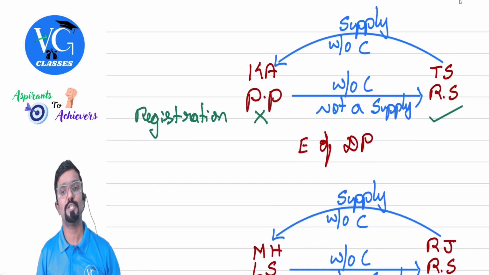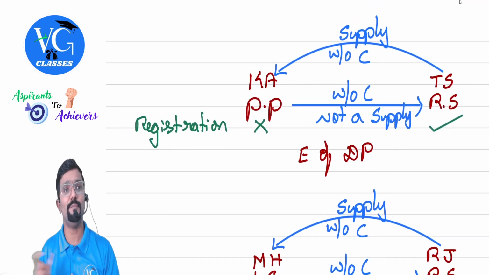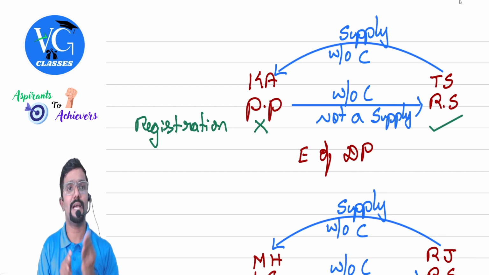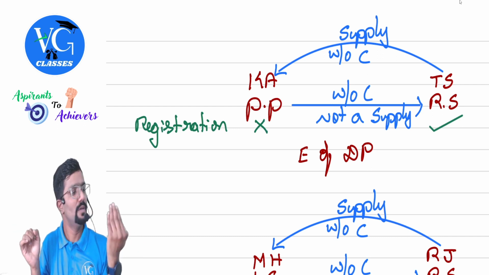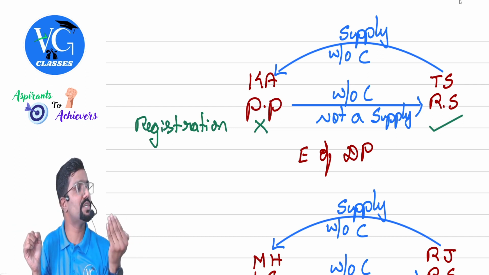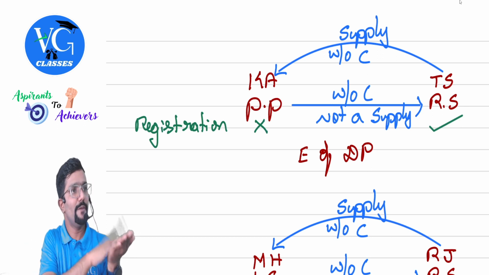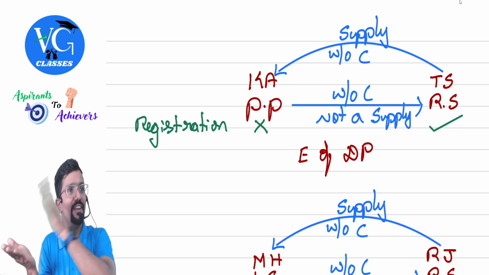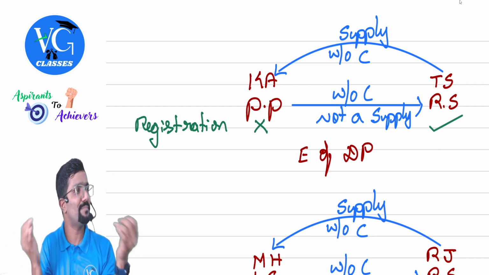Next, establishment of distinct person. E of DP stands for what? Establishment of distinct person. It means I am supplying 2 things. One is covered under GST, another one is not covered under GST. So for this, should I take GST registration? Yes. But if goods are sent from this branch to another branch, which is not registered under GST, even without consideration, is it a supply?